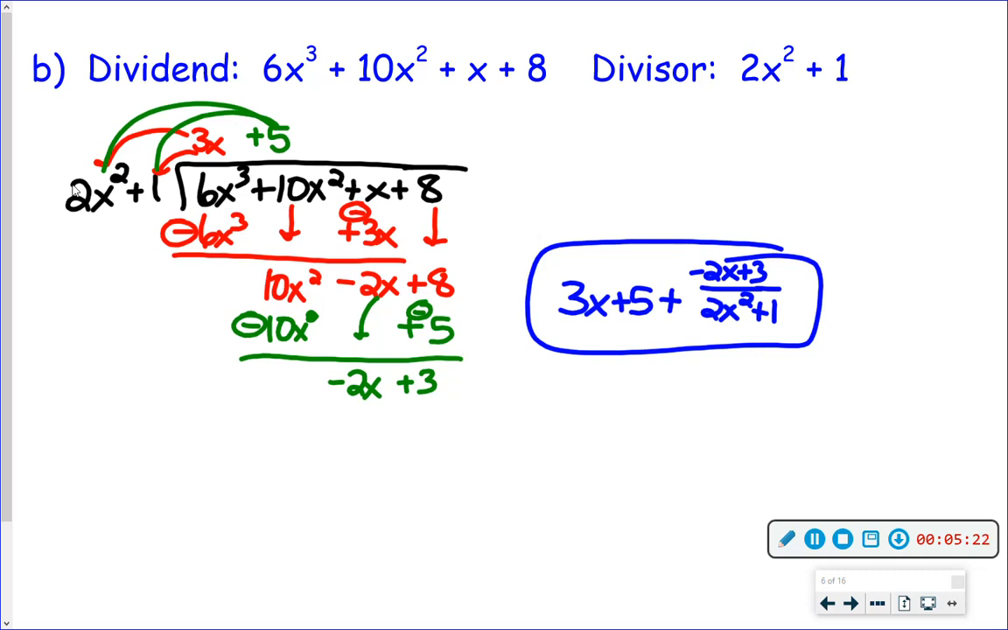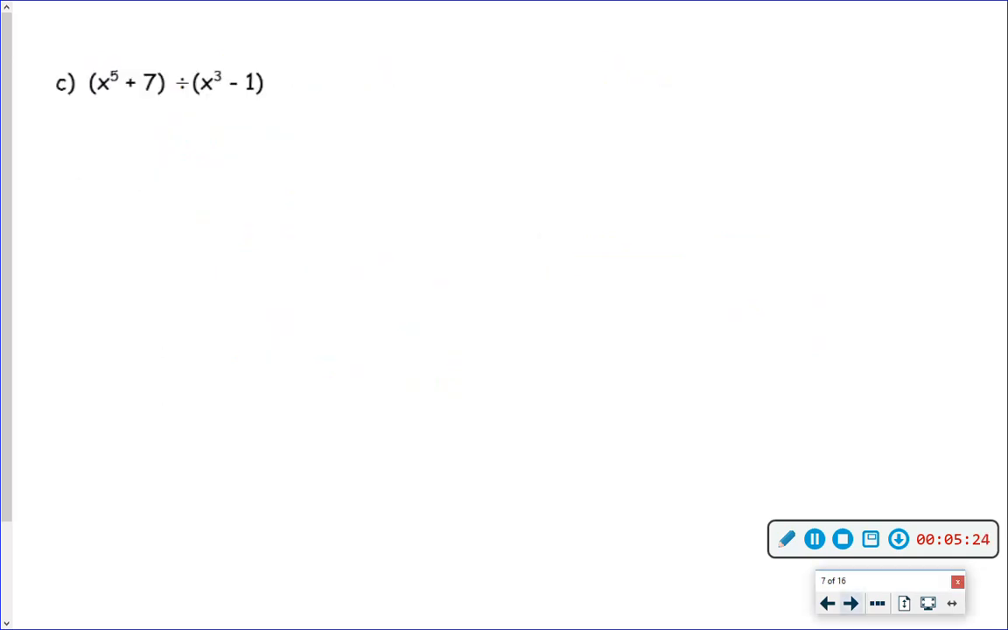Okay, moving on. One more. Again, nice. Make sure we have all the terms, etc. x cubed minus 1, my divisor. Now x to the 5th to 7, we are missing a lot of terms. I can't say I want to put in 0x to the 4th, 0x cubed, 0x squared. I'm just going to leave a space here, a big space, just in case I end up with an x to the 4th, x squared, something like that, so I can keep my like terms in line.